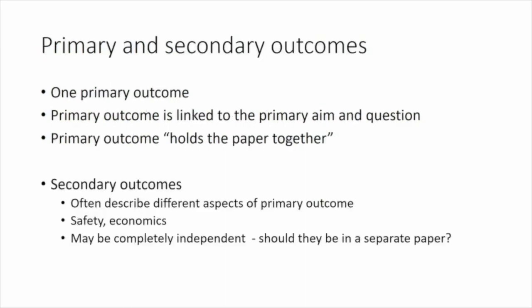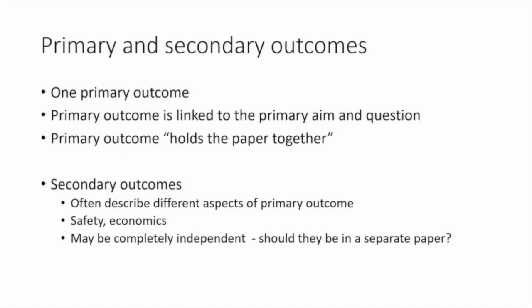Primary and secondary outcomes. How many primary outcomes should there be? Well, primary, one. What does primary mean? One. I'm always amused when people say these are the primary outcomes. It's like saying you've got multiple presidents. There's only one. Primary means one. Why do we only have one primary aim and one primary outcome?